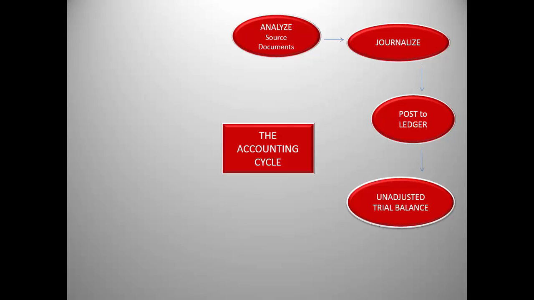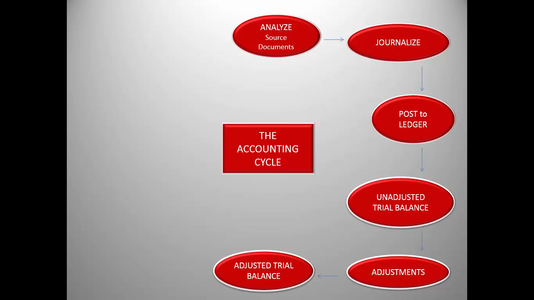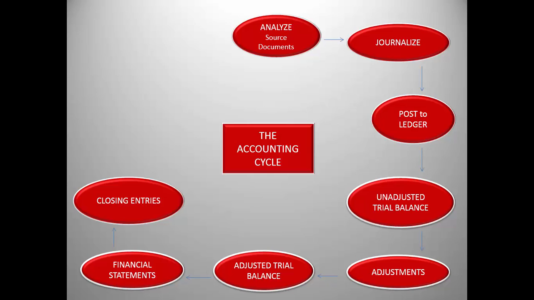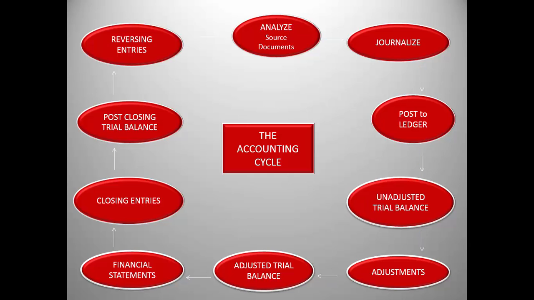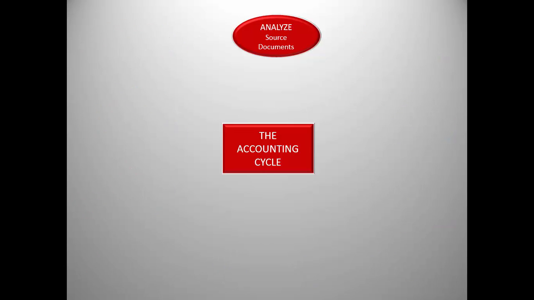Then create an unadjusted trial balance, followed by your adjustments and your adjusted trial balance. And you could be using a worksheet with these. Finally, it's time to create your financial statements. Then perform your closing entries, followed by the post-closing trial balance. And then there's an optional last step, reversing entries. And then you're back to the beginning of the next accounting period to start the accounting cycle over again.